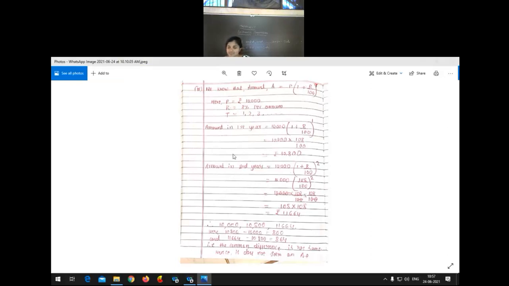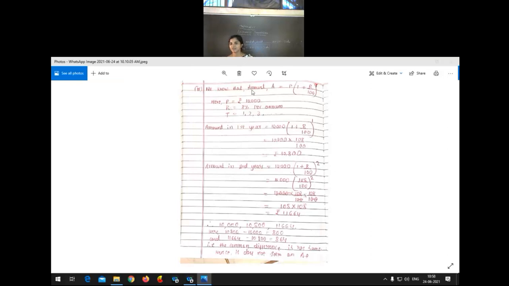Okay, see here, for the first exercise, fourth problem. Most of the students used the simple interest formula. But here they have asked about the compound interest, no? Compound interest they have asked, but you used the simple interest formula. That is the one mistake here.